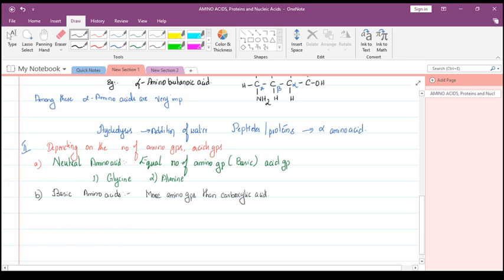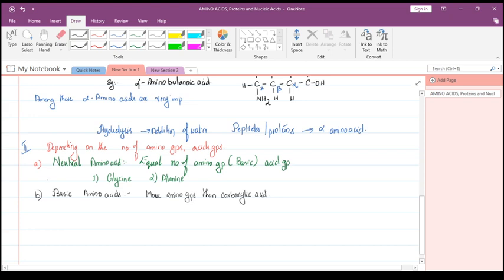The name itself implies basic. Here the basic group is the amino group. The acid group is C double bond O, OH. So basic amino acid, the term itself says that these amino acids will be containing more amino groups than the acid groups.